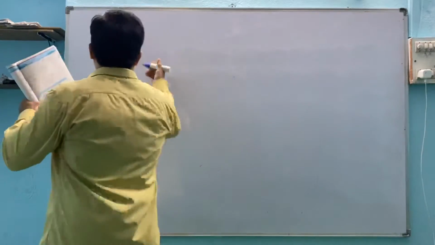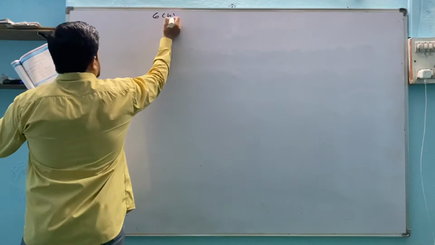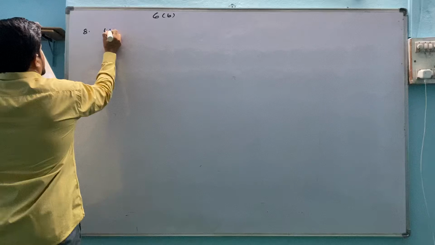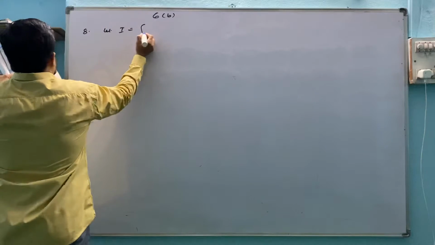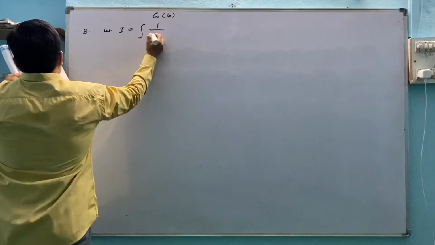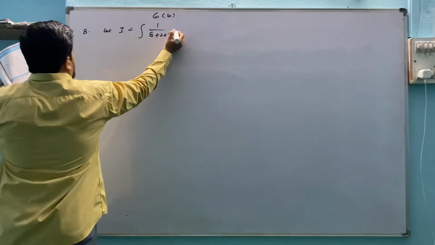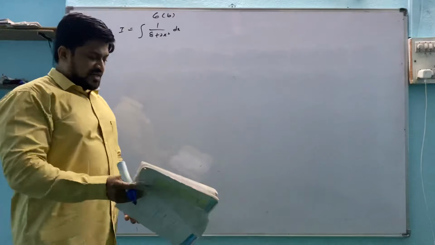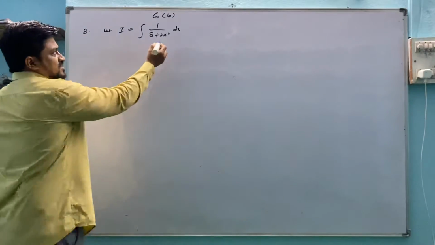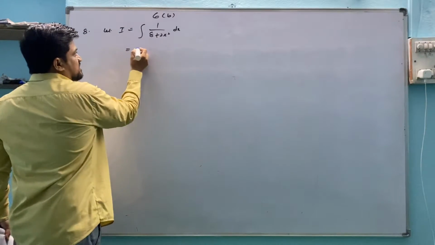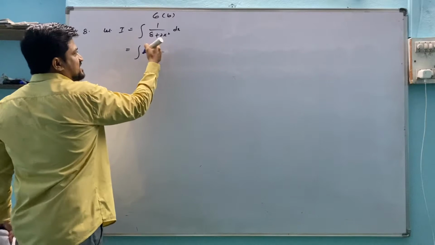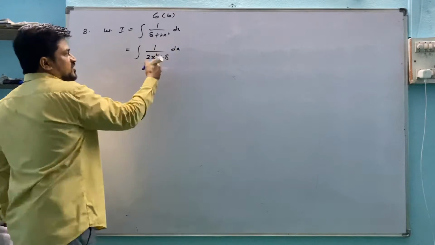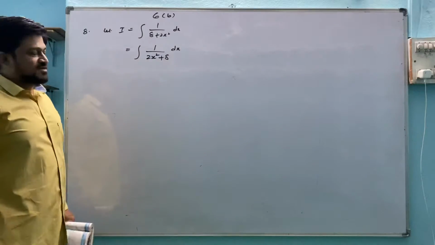Now in this exercise 6B, 8th question. Let I equals the integral of 1 by 8 plus 2x square dx. Whenever you find any term with square, you should first arrange them in order. If plus sign is there, you can arrange them in order by taking 2x square plus 8. If at all minus is there, we can't arrange that one.